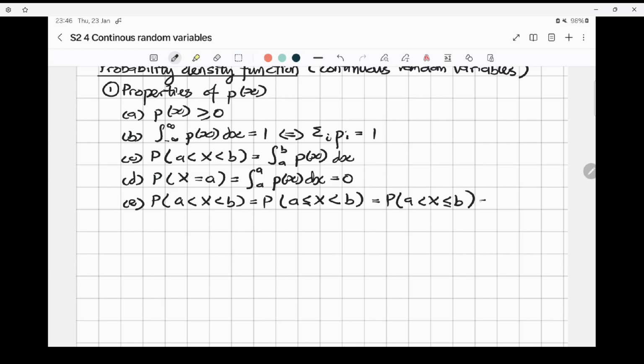Why is that the case? Because basically speaking, your endpoint does not matter for a continuous random variable. So all these four are equal and they are the same as integrating from a to b, p(x) dx.